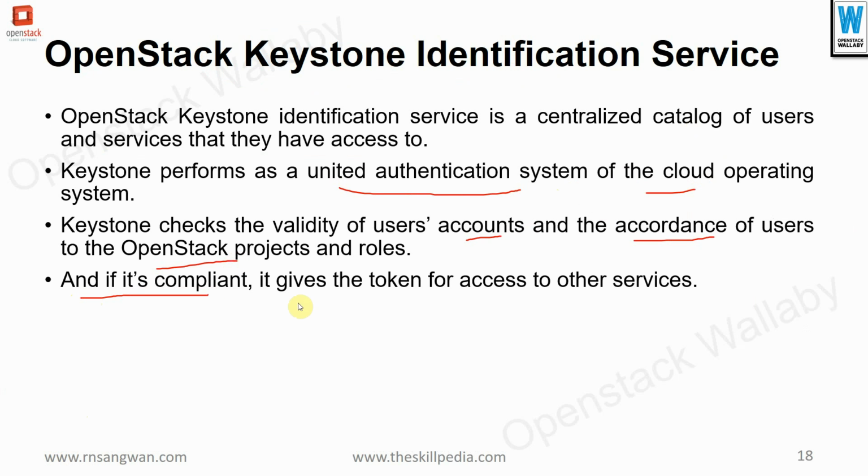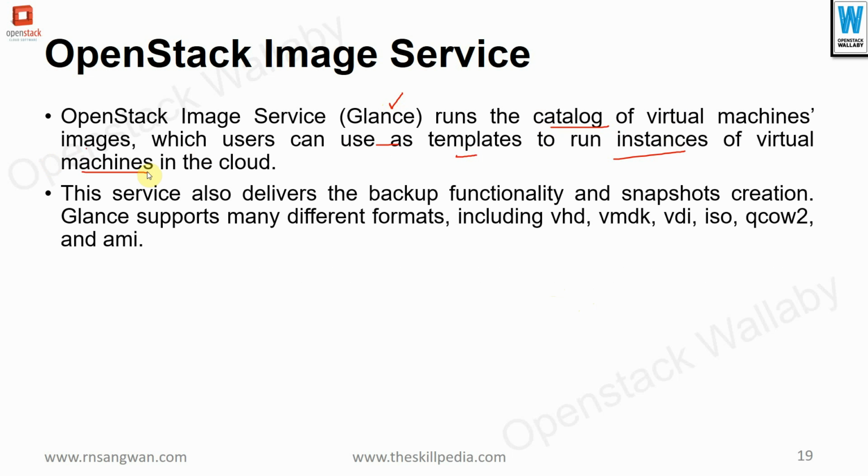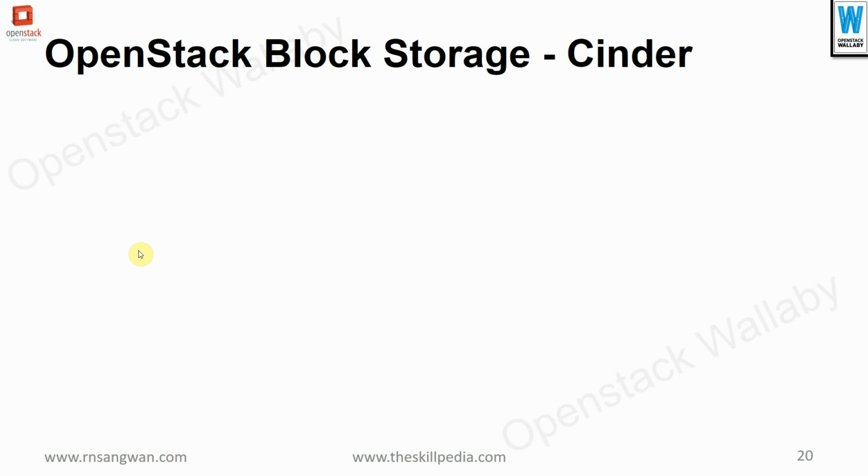And if it is compliant, it gives the token for access to other services. Then the image service. OpenStack image service, with the name Glance, runs a catalog of virtual machine images which users can use as templates to run instances of virtual machines in the cloud. This service also delivers the backup functionality and snapshot creation. Glance supports many different formats including VHD, VMDK, VDI, ISO, QCOW2 and AMI. All these formats of images are supported by the Glance service.